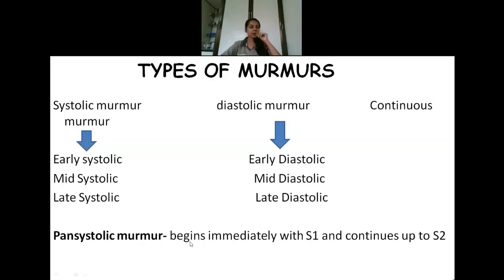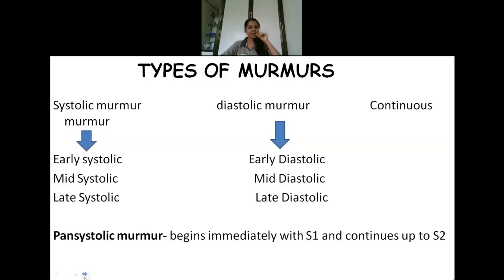Then there is one more small term that is called pansystolic murmur. Okay. Now, pansystolic murmur begins immediately with S1. That is, it begins with the S1 sound and continues till S2. That is called a pansystolic murmur.